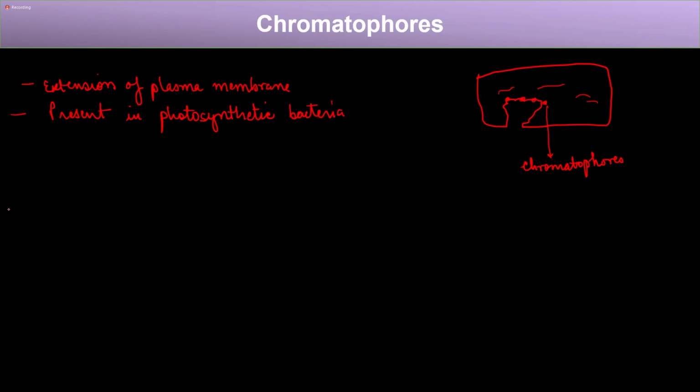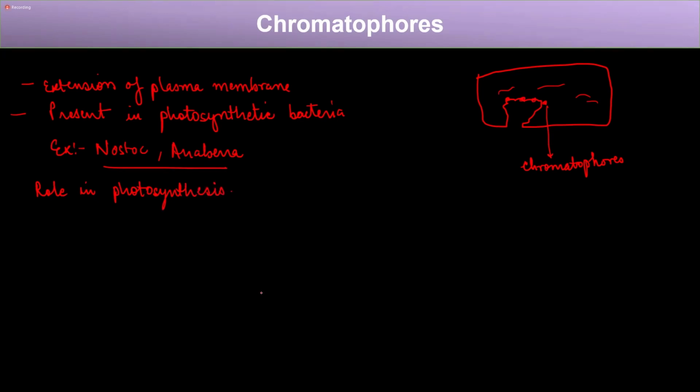Okay. And if you talk about examples of these chromatophores, there are certain examples such as Nostoc and Avelum. Okay, so these are certain bacteria in which chromatophores are present, and hence the chromatophore has a role in photosynthesis because it is present in photosynthetic bacteria only.